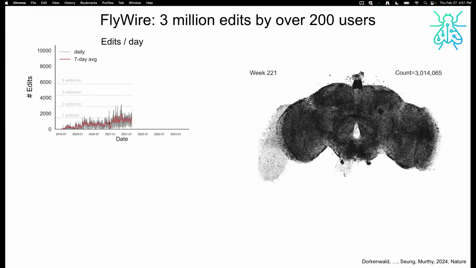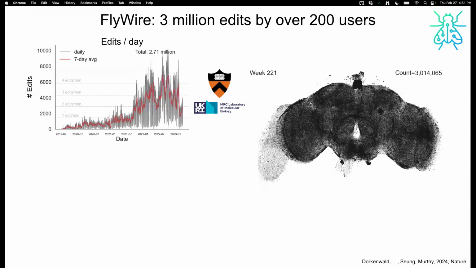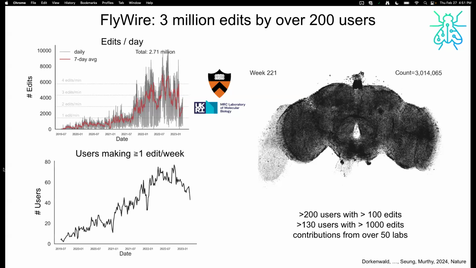At some point, we realized we have a chance to finish a whole brain connectome, and we put in a lot of centralized, paid proofreading that was hosted by Princeton and the LMB in Cambridge, UK. And together, we finished everything that the scientists didn't finish. But even during that time, we had people join, and this is the number of people making at least one edit per week, and even that number was increasing. So over time, we had over 200 people making at least 100 edits in this data set.